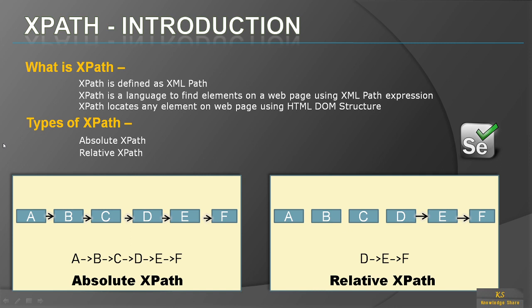Okay, so let's start with the basic XPath definition. XPath is defined as an XML path. XPath is an expression language to find elements on a web page, which uses XML path expressions, and XML path expressions are used even in the HTML pages to find the elements. Whatever we have performed on ID, class name and name, the same operations will be performed here using XPath. Okay, so there are two types of XPath.